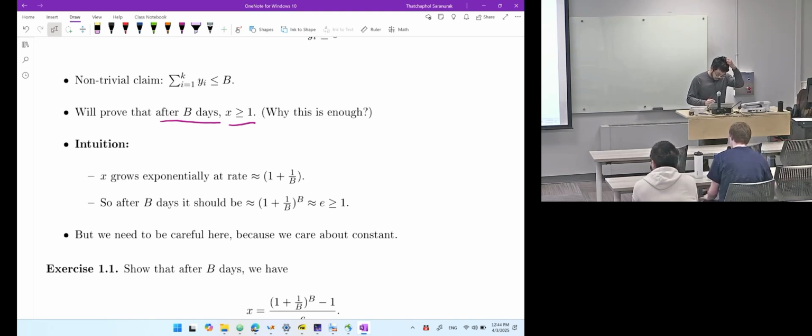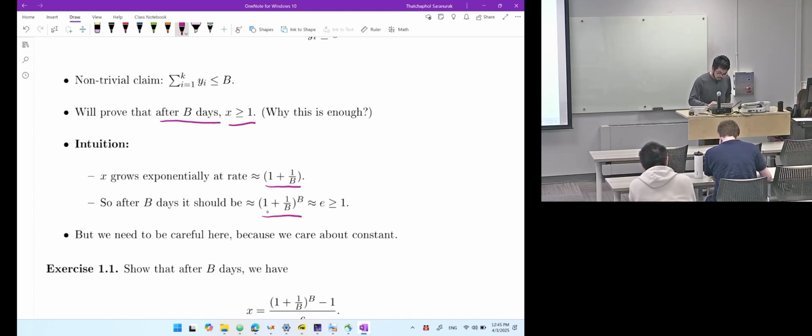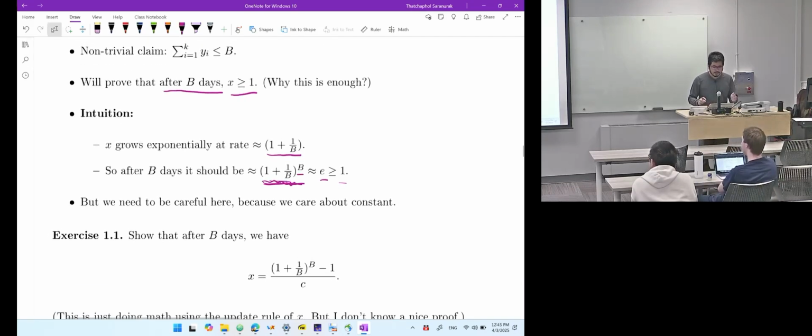That's the intuition: x grows exponentially at this rate. After b days, we get this factor composed b times, so it's like this thing to the b, which is something like e, which is more than 1. That's how I informally think about it. But how are you going to prove this formally?